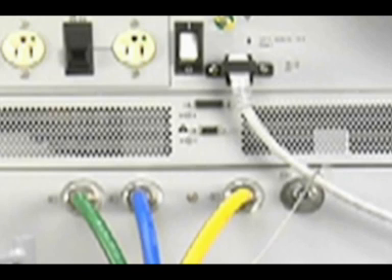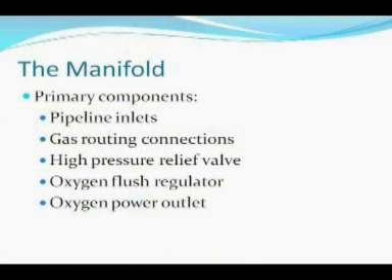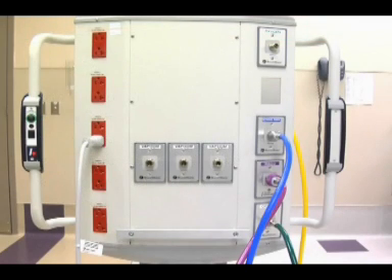The pipeline gases go to the manifold, which is considered the heart of the machine. The manifold is responsible for routing incoming gases to the appropriate parts of the machine. The primary components of the manifold are pipeline inlets, gas routing connections, high-pressure relief valve, oxygen flush regulator, and the oxygen power outlet.